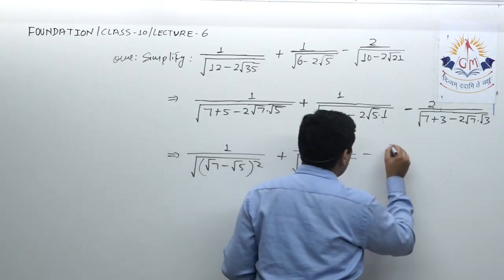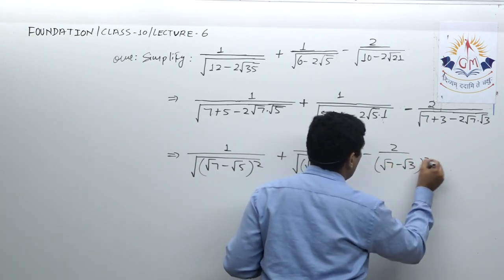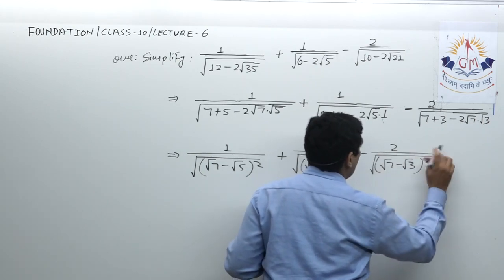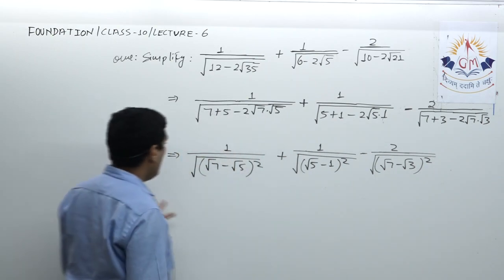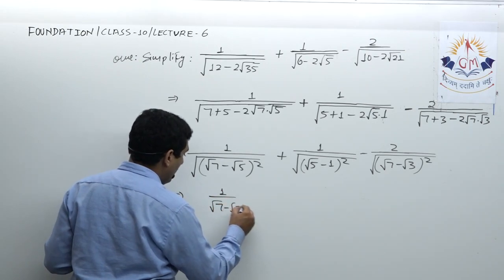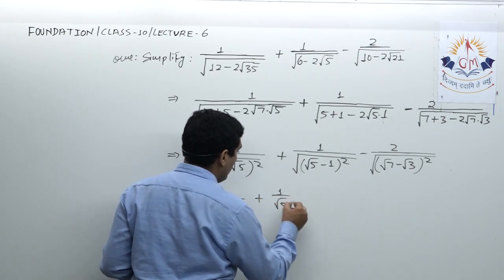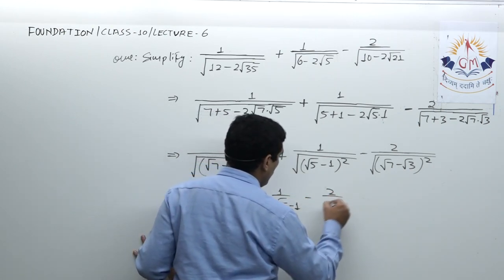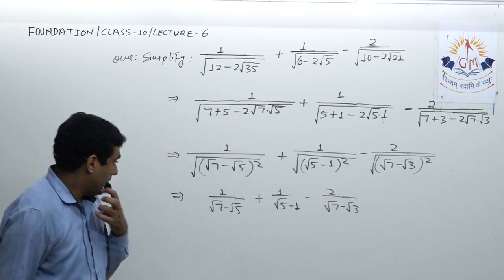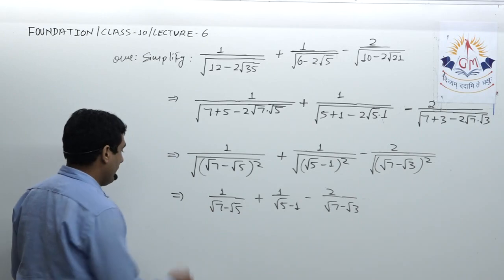And here you will get 2 upon root 7 minus root 3 whole square, and definitely there is a square root sign. Now here I can write 1 upon root 7 minus root 5 plus 1 upon root 5 minus 1 minus 2 upon root 7 minus root 3. Okay, so now next we have to rationalize each and every term to simplify it further.